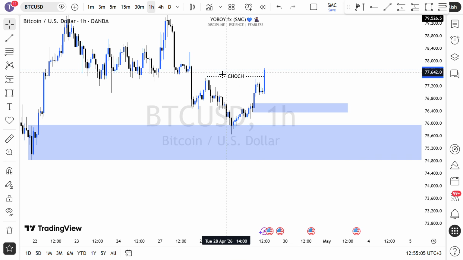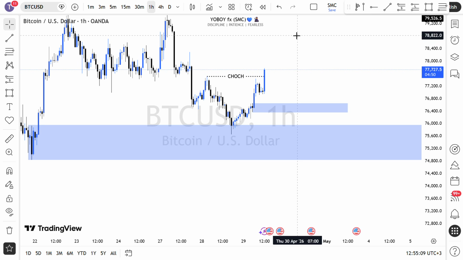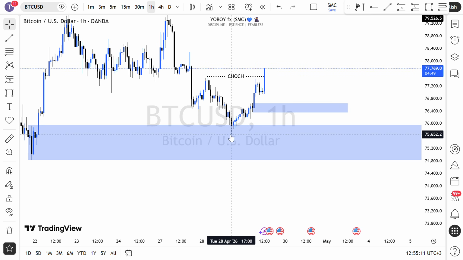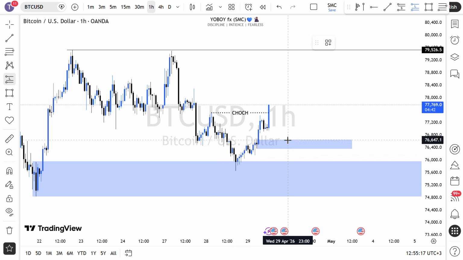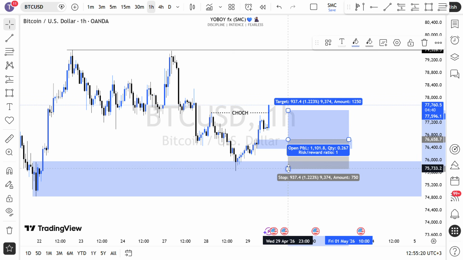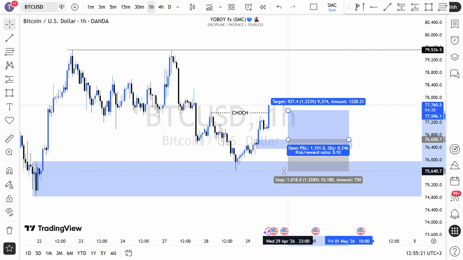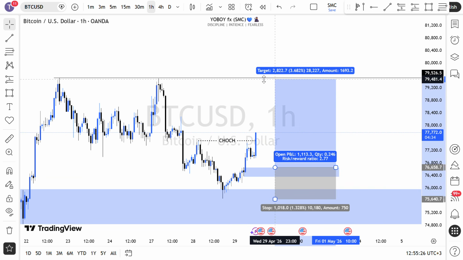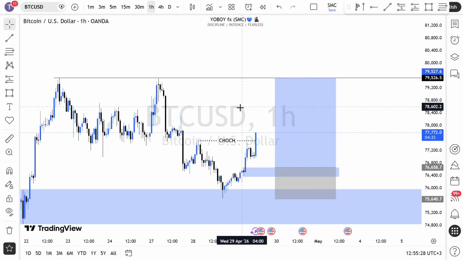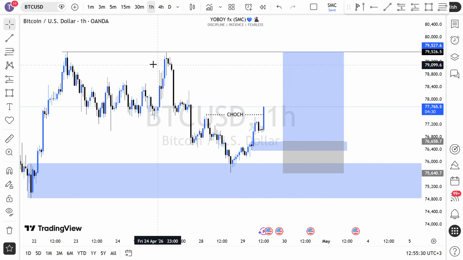Once price closes above this area, we look for a pullback into this area, and then we take our buys, placing our stop loss below this low, and then we target this external liquidity. So my point of interest will be there, and then stop loss just below that low, and then we'll be targeting this external liquidity. So that is my setup on BTC USD.